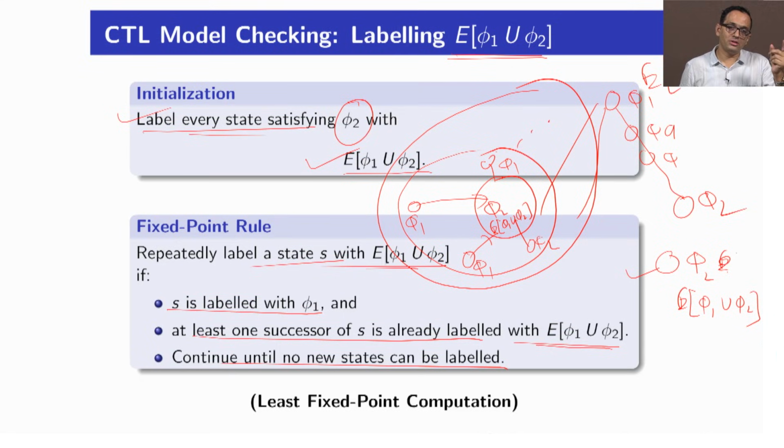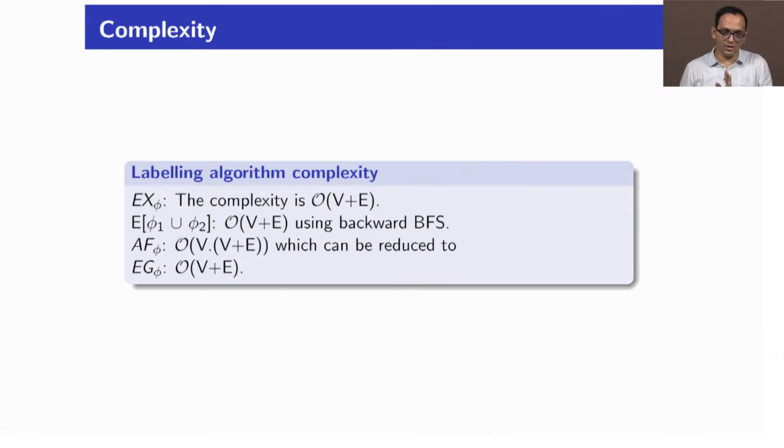And now, whatever the formula, I am starting from the minimum formula and going up to the entire formula, and then I will say whether the start state, state 0, is labeled with that original formula or not. If it is, then I will say this model satisfies this property. So this is the overall approach.